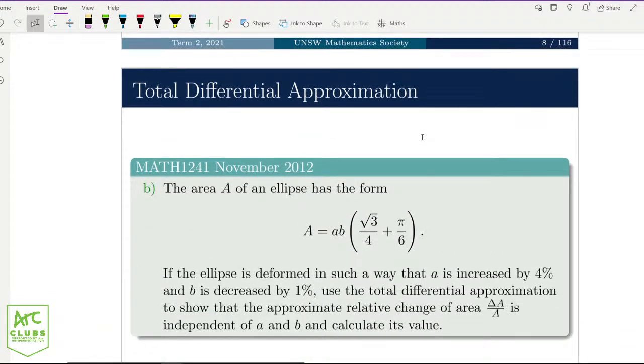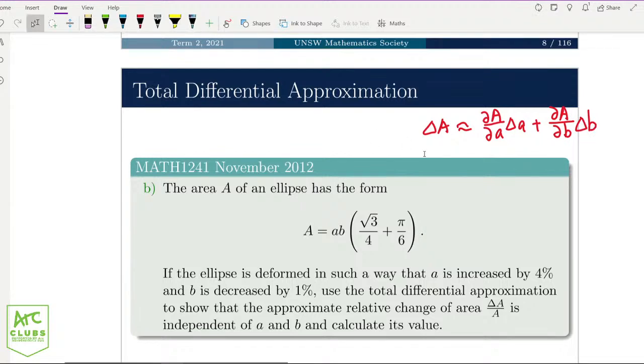In this scenario, we're interested in the change in area. Because A is a function of the variables a and b, what we can do is take the partial derivative of area with respect to a multiplied by the change in a, plus the partial derivative of the area with respect to b multiplied by the change in b. So this is the expression that we should be starting with.